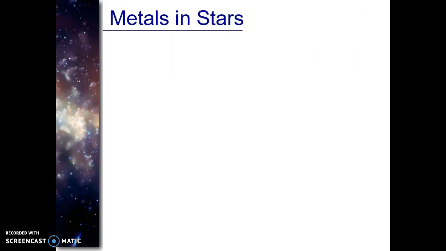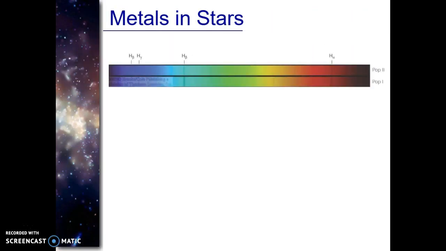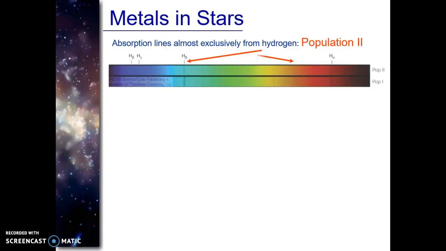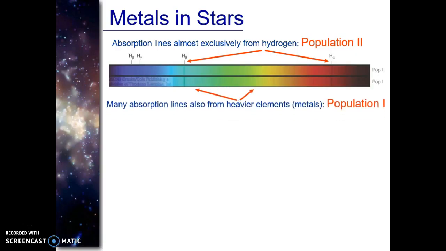All right. Metals and stars. So metals and stars will be shown by their absorption lines. Stellar populations are actually going to be an important clue to the formation of our galaxy.